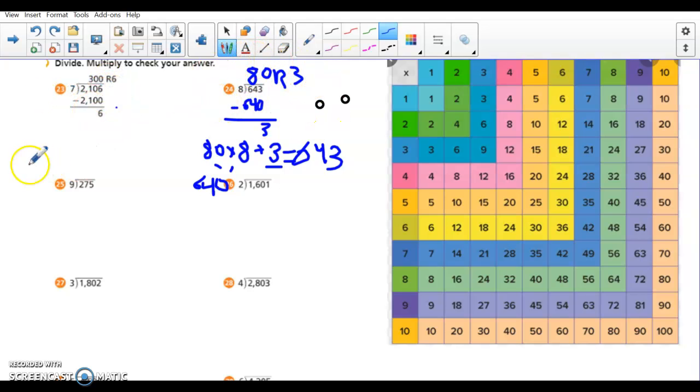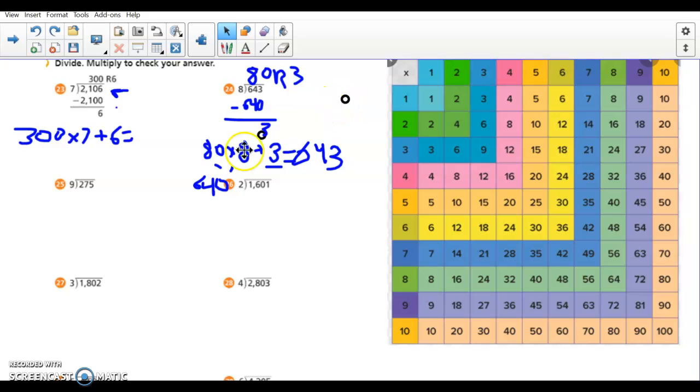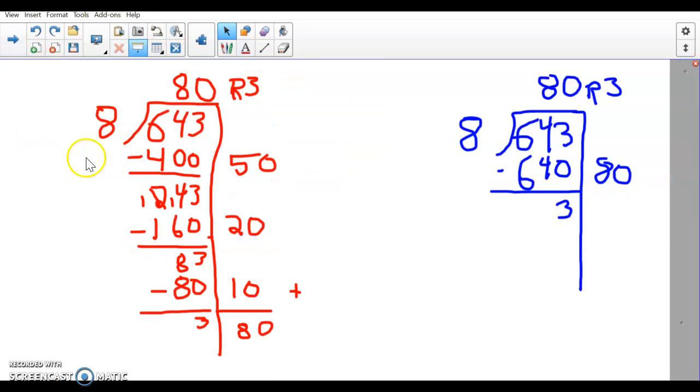So we would do the same thing with this problem as well. You would say 300 times 7, and then you'd add in your remainder, which was, we had 6 left over, and that should equal 2,106, and it does. Okay? So think of the next problem, not necessarily as 275, but start with it as 270. Right? Use your chart if you need to, and then do your subtraction when you pull out your groups of 9.